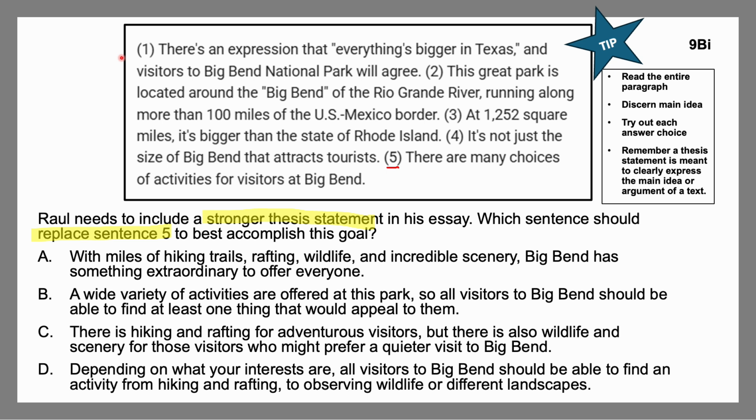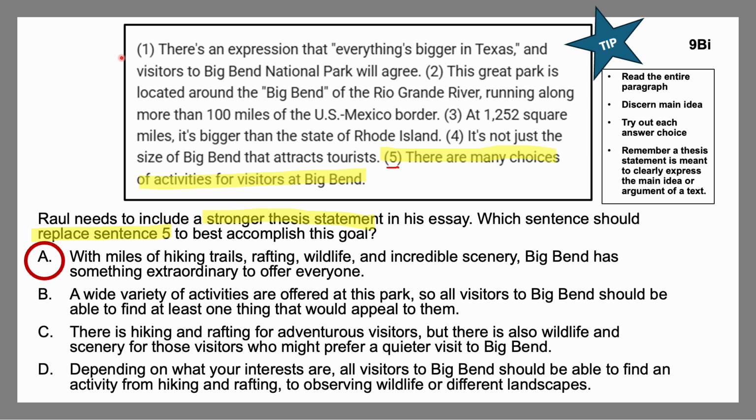So I'm going to give you a second. Go ahead, hit pause on this video. I want you to make your choice for your answer and then come back and see if you're right. And then A is the correct answer. With miles of hiking trails, rafting, wildlife, and incredible scenery, Big Bend has something extraordinary to offer everyone.